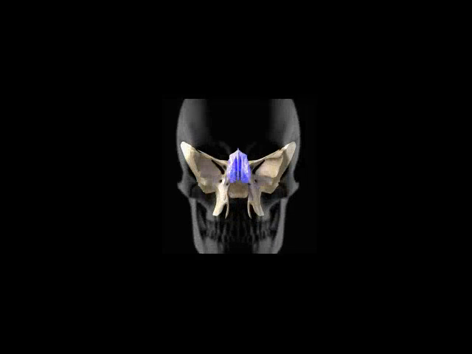Anteriorly, we find a small bone anterior to the sphenoid called the ethmoid bone. This bone contributes to a number of features of the nasal cavity, including the nasal septum here.